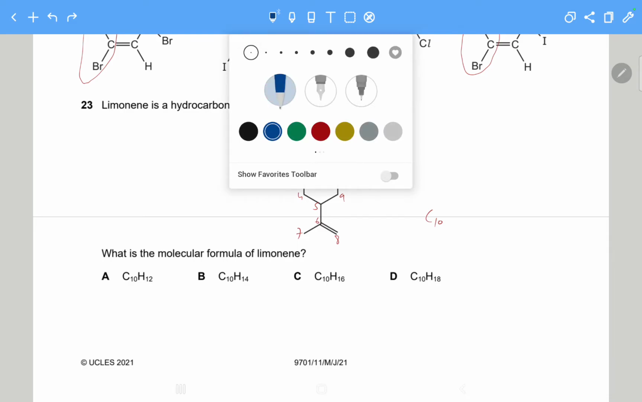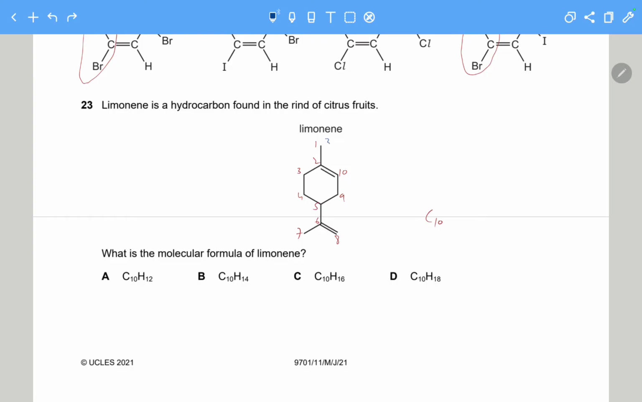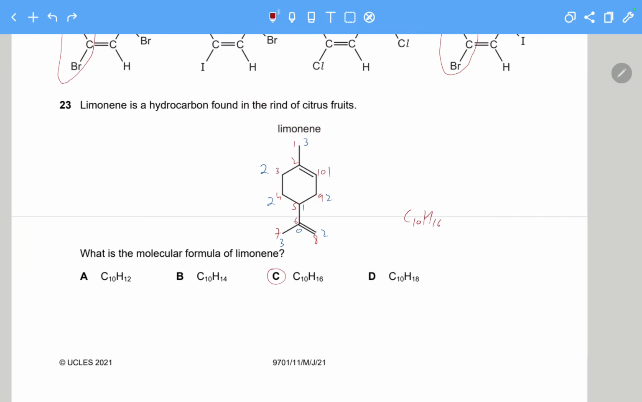Then we'll count the number of hydrogen atoms. So there's 3 from this CH3 group. There is 2 more from this one, 2 more from this one, 1 from here, 0 from there, 3 from here, 2 from there, 2 from there, 1 from here. So 3 plus 2, 5, 5 plus 2, 7, 7 plus 1, 8, 8 plus 3, 11, 11 plus 2, 13, 13 plus 2, 15, 15 plus 1, 16, and therefore it has to be C10H16, and the correct answer is C, because that's C10H16.